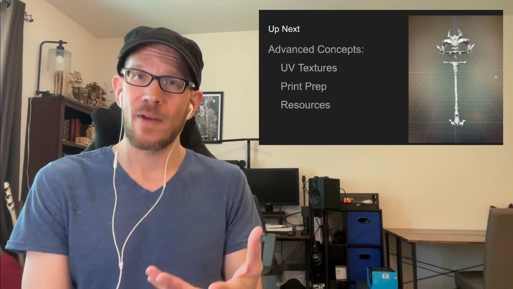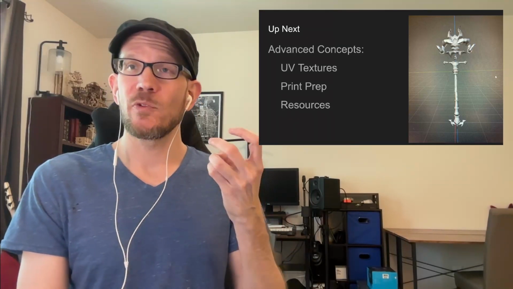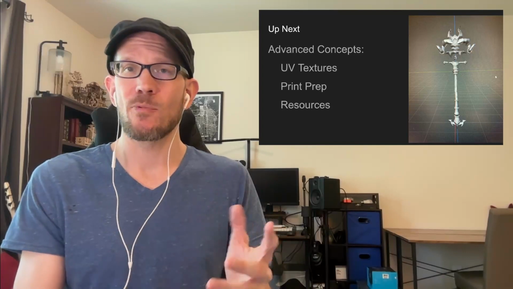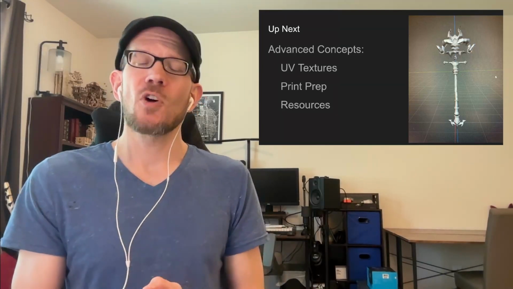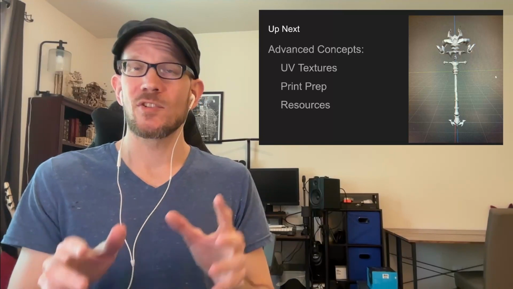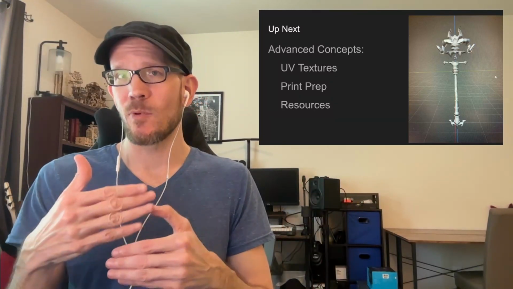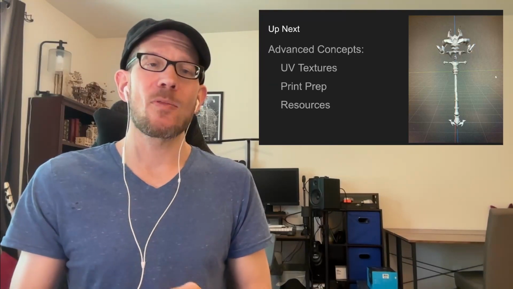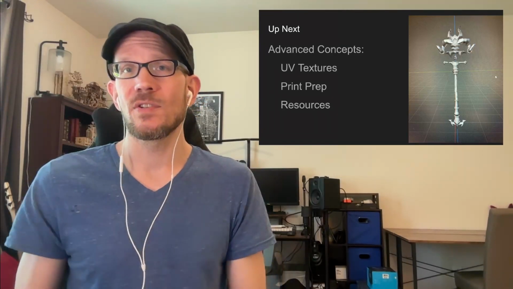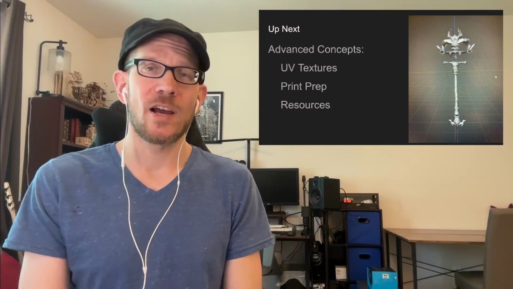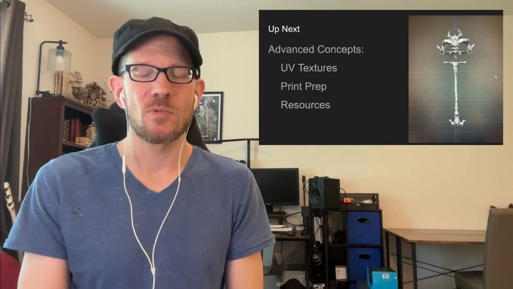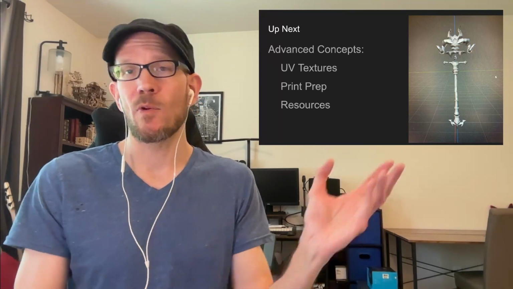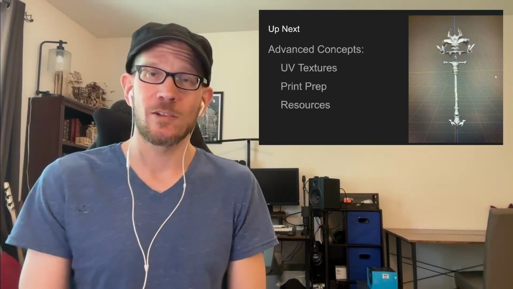So this covers some more advanced concepts. One of them is applying UV textures for things. So if you need a wood grain or a stone grain in your 3D print, we'll talk about how to do that. We'll talk about preparing those prints to export from Blender in a way that is most easily digestible by your slicing software. And we'll also talk about some other resources out on the web that you can look at to improve your Blender modeling. And so that will be covered in our next and final video.